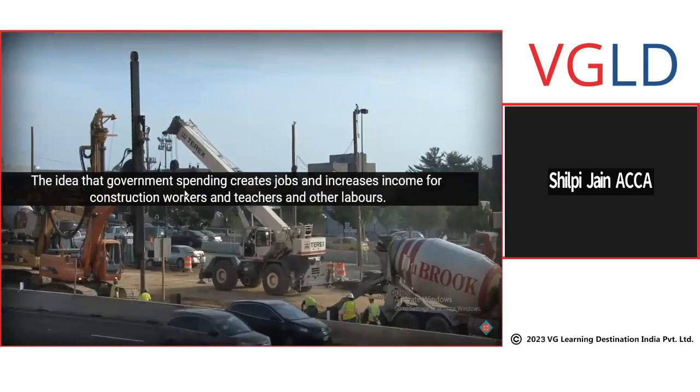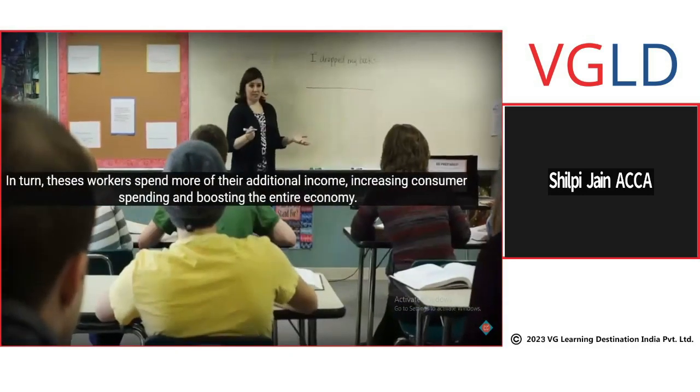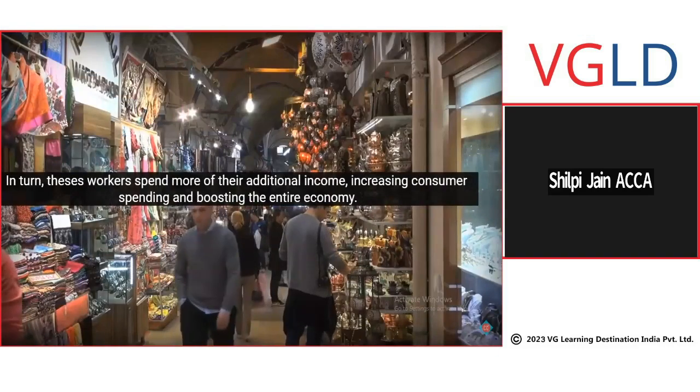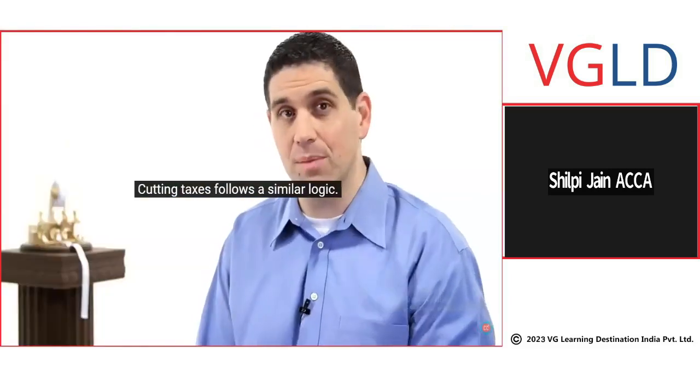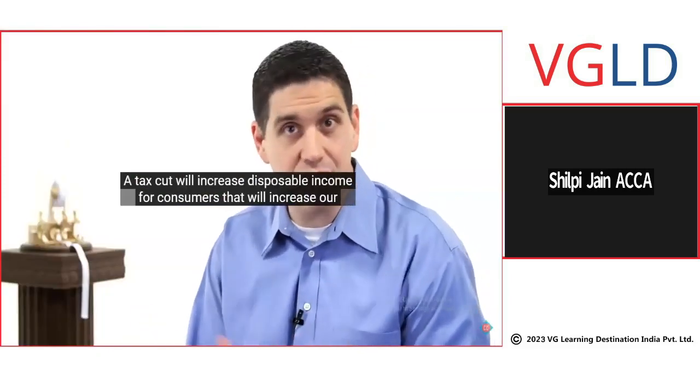The idea is that government spending creates jobs and increases incomes for construction workers and teachers and other laborers. In turn, these workers spend more of their additional income, increasing consumer spending and boosting the entire economy. Cutting taxes follows a similar logic. A tax cut will increase disposable income for consumers. That'll increase their consumer spending and boost the entire economy.